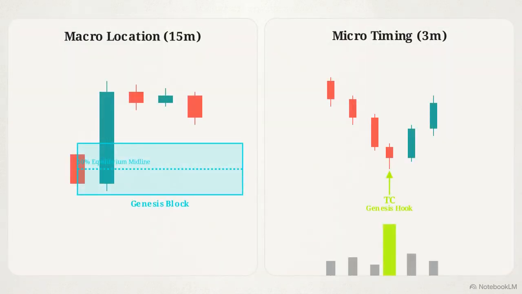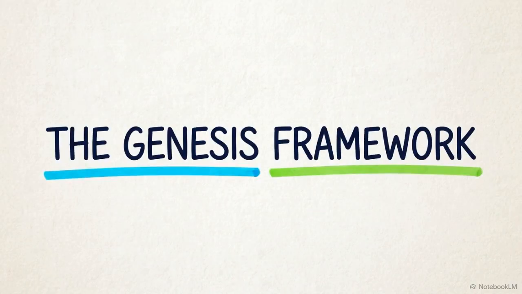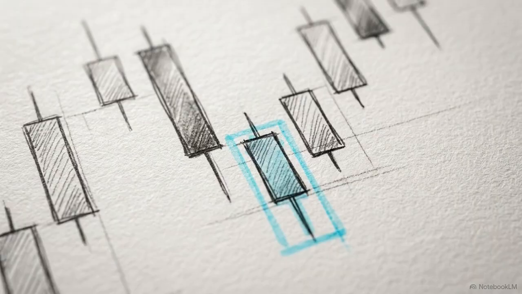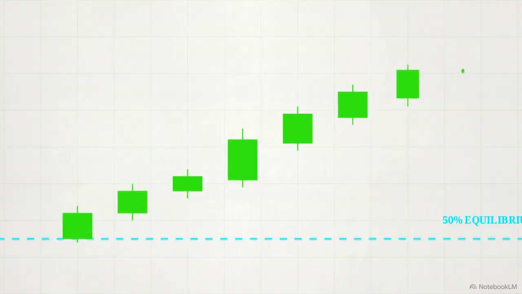The system works by pairing a macro location with a micro execution timing. Neither concept functions reliably without the other. Commit this framework to memory. Your location is the genesis block. Your timing is the genesis hook. Identifying the structure, finding that first block, and controlling the midline is the method used to systematically capture these broader moves.